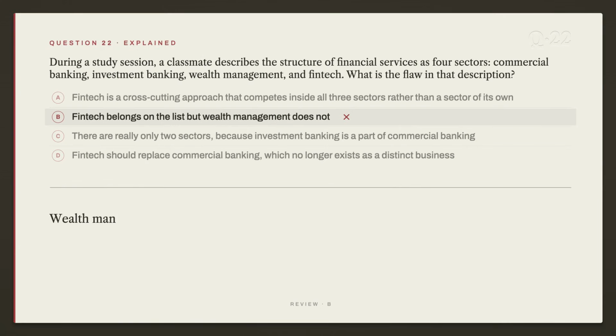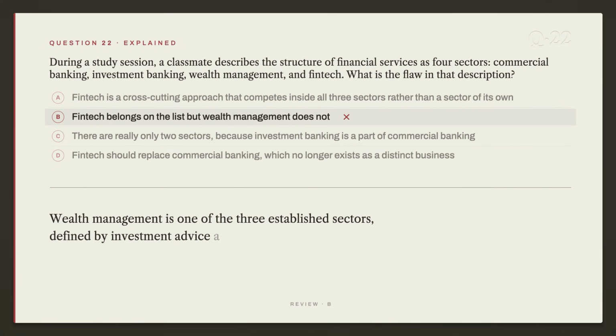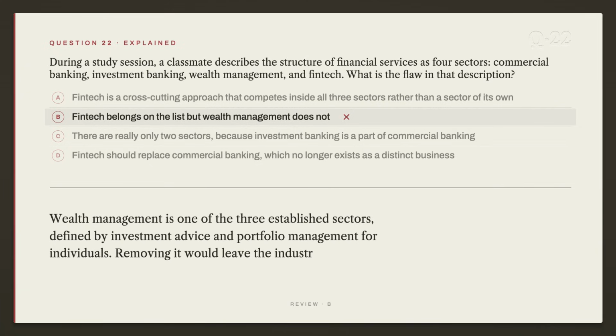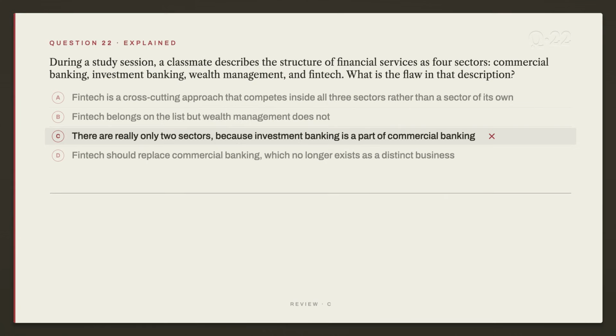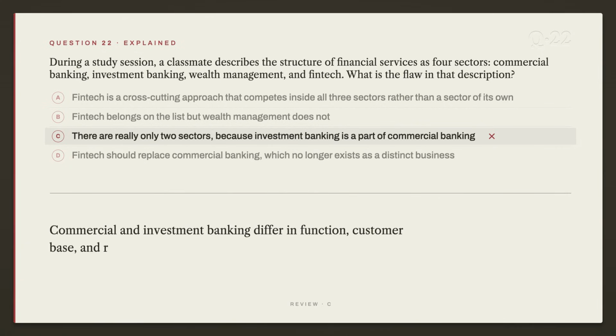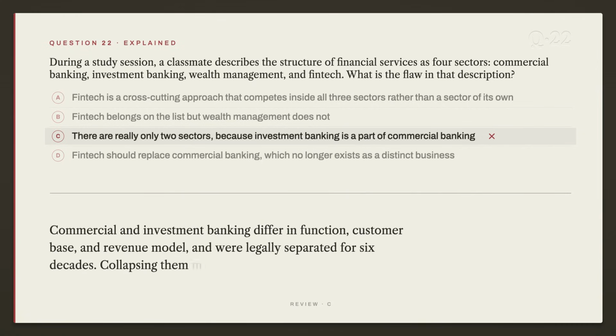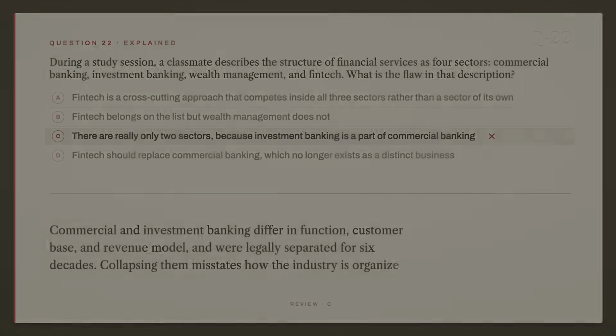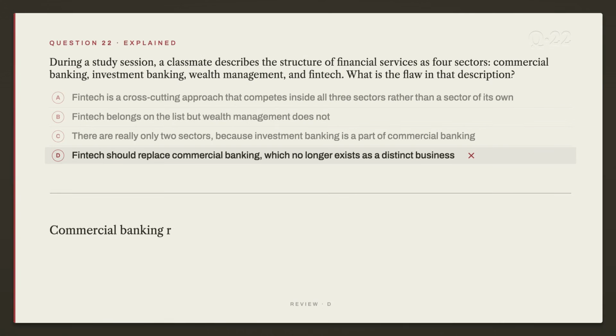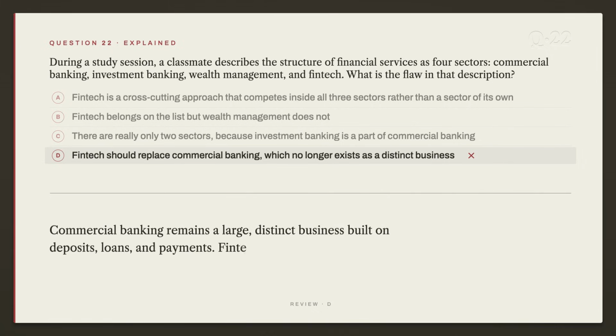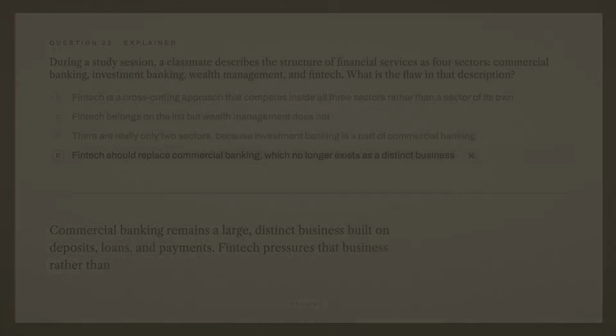B is wrong because wealth management is one of the 3 established sectors defined by investment advice and portfolio management for individuals. Removing it would leave the industry structure incomplete. C is wrong because commercial and investment banking differ in function, customer base, and revenue model, and were legally separated for 6 decades. Collapsing them misstates how the industry is organized. D is wrong because commercial banking remains a large, distinct business built on deposits, loans, and payments. Fintech pressures that business rather than replacing it.